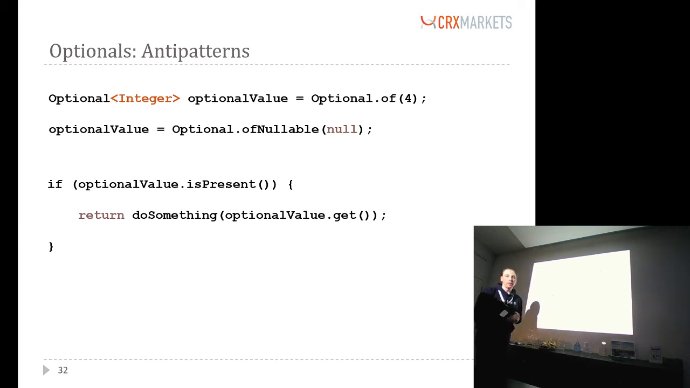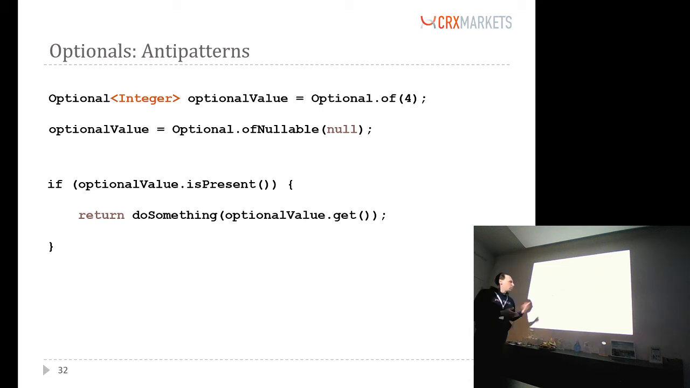But the first anti-pattern that I wanted to talk about is this one. If you see this in the code, Optional has two interesting methods, isPresent and get. isPresent checks if a value is present. If the value is null, then it returns false. Get returns the wrapped value. So what's the problem with this code?